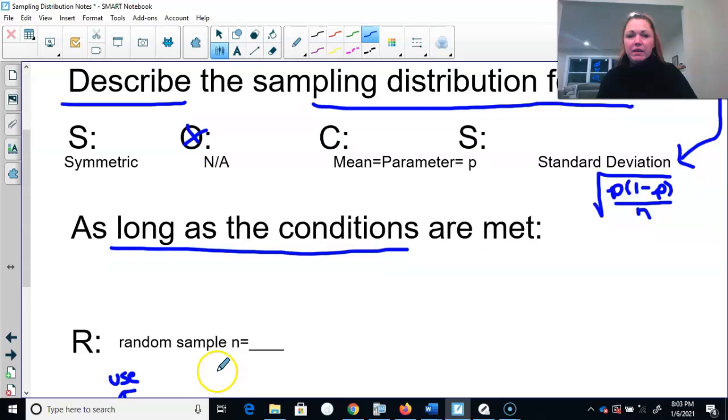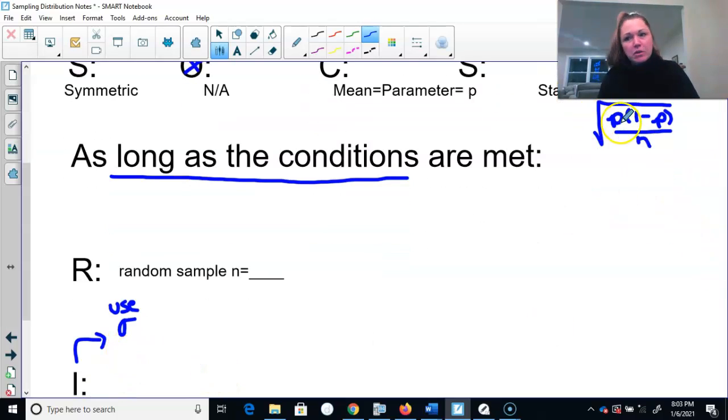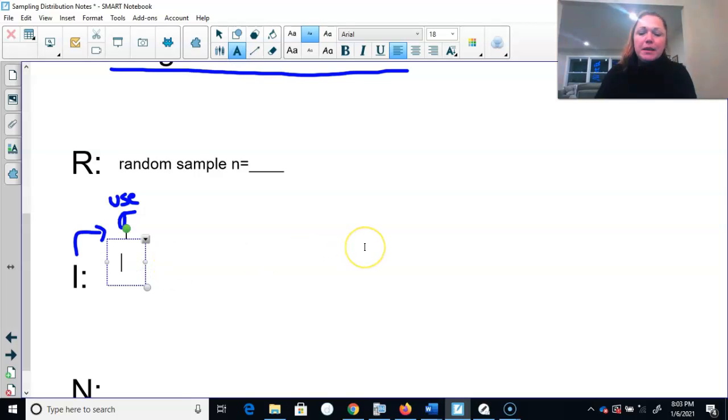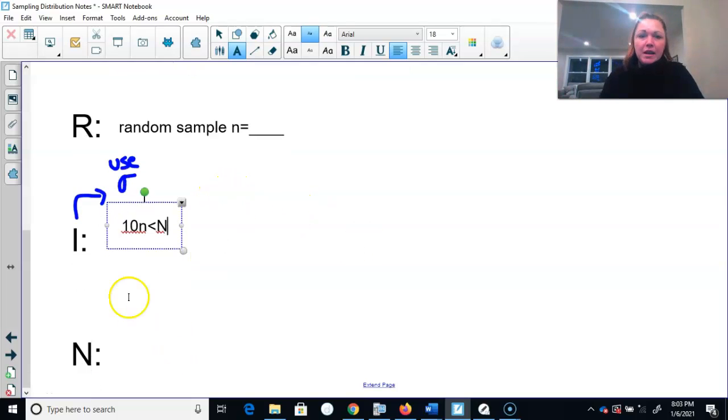ID, going to the movie. This condition lets us use this standard deviation. What is that condition? It's called the 10% rule. And really how it's used is we just say 10 times N, the sample size, has to be less than capital N, our population size. And I'll show you how to use that in our next problem.